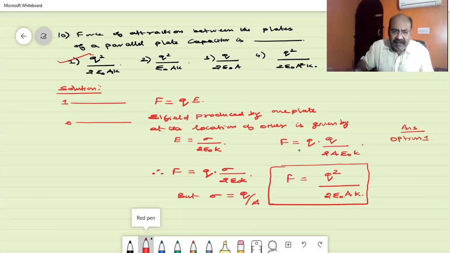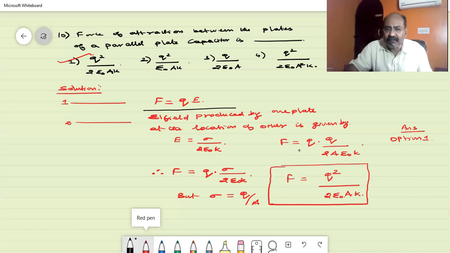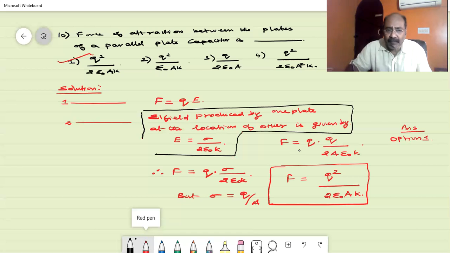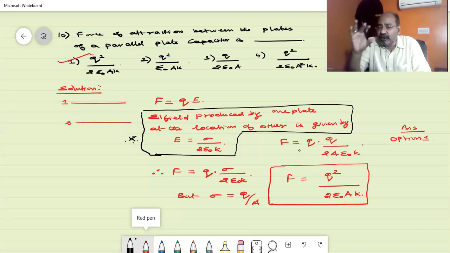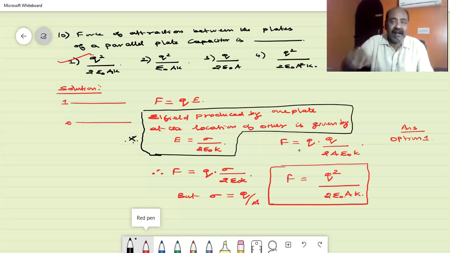See, in order to study this, you have to know the formula, or you have to know this concept, that is, the electrical field produced by one plate at the location of the other plate is E equal to sigma divided by 2 epsilon 0 into K. By knowing this concept, we can calculate the force of attraction between the two plates given the general equation F is equal to Q into E. By substituting E, we can simplify. Hope you have understood this.